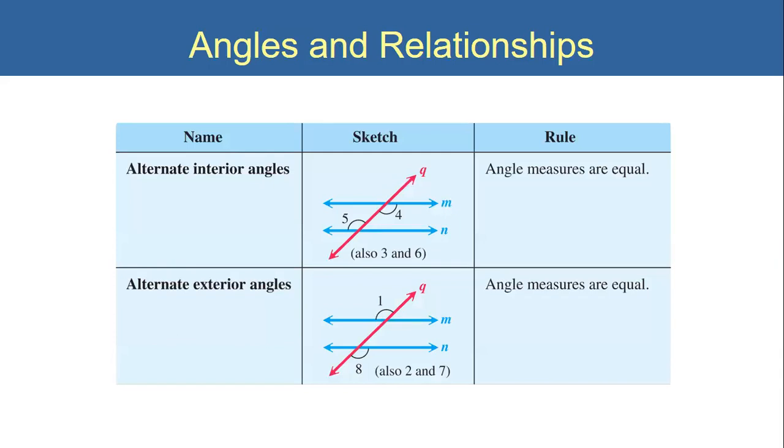So we're going to first start here with our alternate interior angles, okay? Your alternate interior angles are when you have two parallel lines cut by a transversal, and the angles on the inside are going to be equal. So in this case, we would say angle 4 and 5 are alternate interior. So therefore, the measure of angle 4 equals the measure of angle 5.